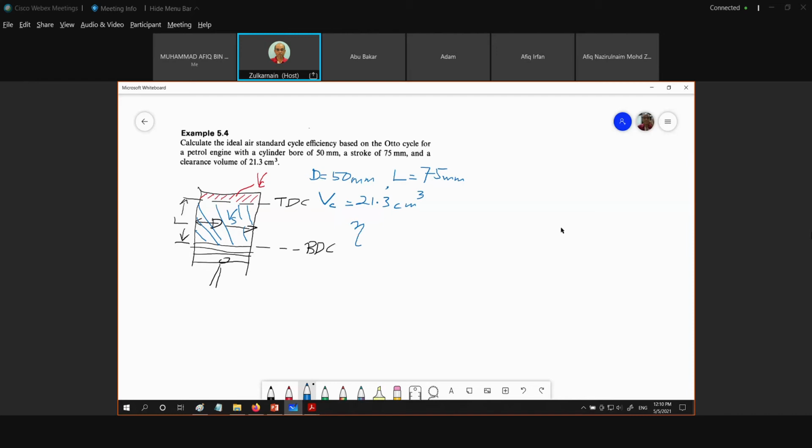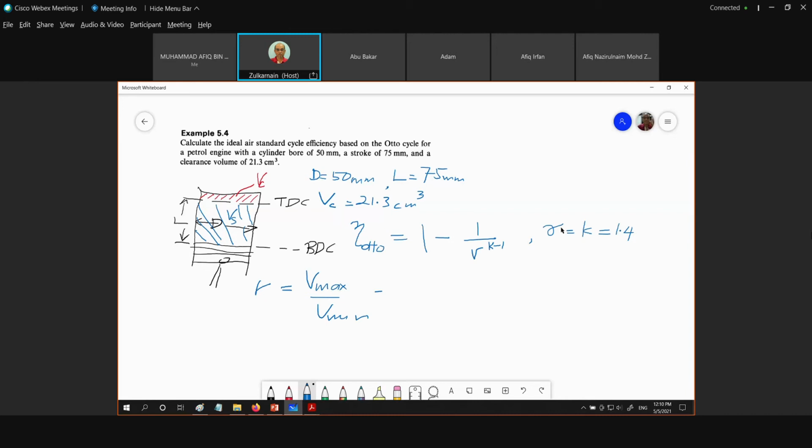And for this equation of Otto efficiency, we are going to use the formula of 1 minus 1 over R^(k minus 1), or gamma minus 1, right? In this case, the gamma is equal to k. And for air it is 1.4, right? So we need to define what is R. R is the compression ratio, which is the Vmax divided by Vmin.